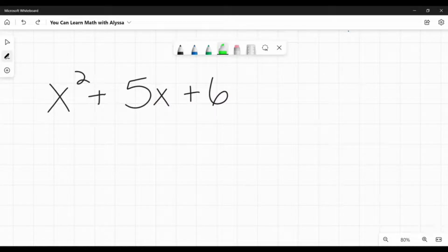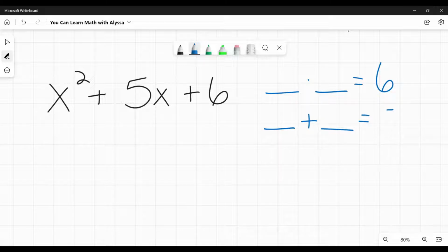When you are factoring a quadratic with no coefficient in front of the x squared, you are going to be looking only at these two numbers, in this case 5 and 6. The question you want to ask is, what two numbers multiply to this last number but add to this middle number? So in this case, what two numbers multiply together to get 6 but add together to get 5?